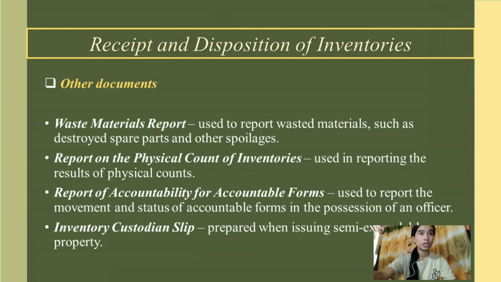Aside from the reports or documents mentioned earlier, we have here the other documents essential for the receipt and disposition of inventories. First is the waste material report, wherein it is used to report wasted materials such as destroyed spare parts and other spoilages. The report on physical count of inventories, which is used in reporting the results of physical counts. The report of accountability for accountable forms, which is used to report the movement and status of accountable forms in the possession of an officer, and the inventory custodian slip, wherein it is prepared when issuing semi-expendable property.